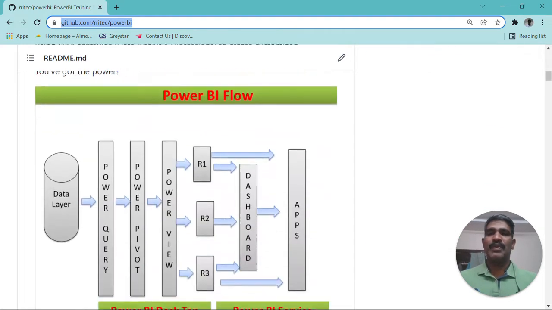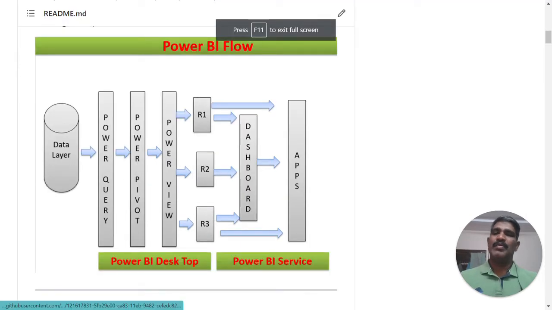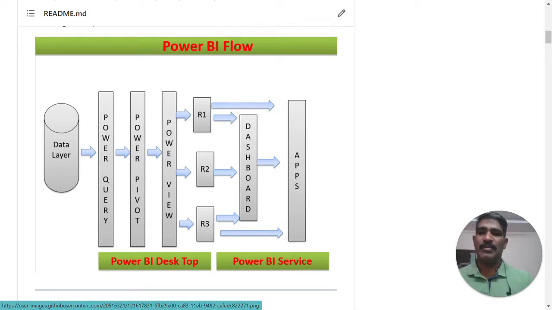So if you see this flow here, we have the flow that is known as the data layer. We must have some database. It may be any database. Then from there, we are going for Power Query. What is Power Query? What is Power Pivot? What is Power View? These three components together are called Power BI Desktop. How these are useful to you and from where you can access those things, we are going to learn as part of today's demo.